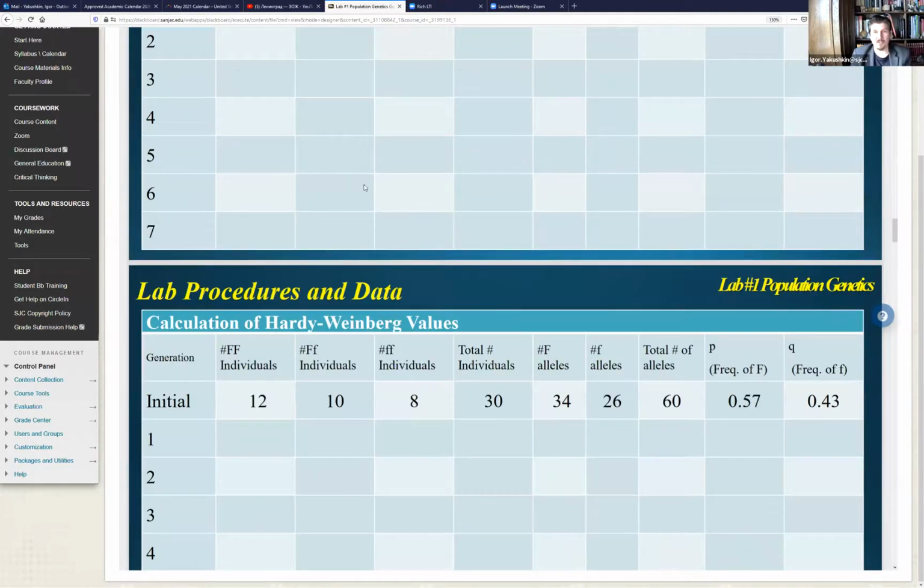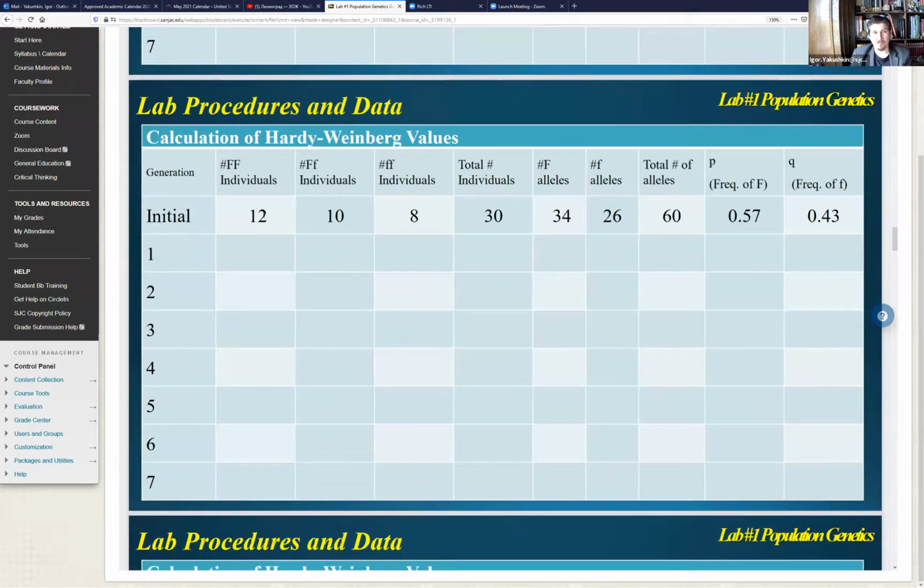Within the initial lab procedure, we ended up with 12 individuals having capital F, capital F. It's actual data from one of my classes last semester when we had it face-to-face, a year ago. Then we had 10 individuals capital F, lowercase f, and 8 individuals lowercase f, lowercase f. So we had 22 furry bunnies and 8 naked, furless bunnies. Total number of individuals within that population is 30. Any questions, any problems on that? That's basically just the beginning of the experiment.